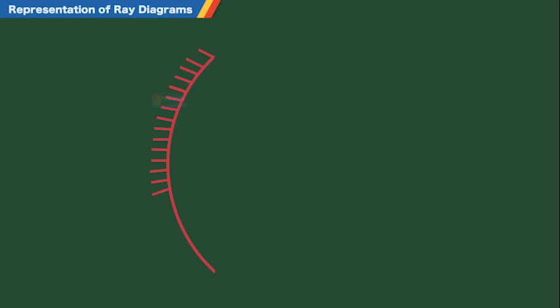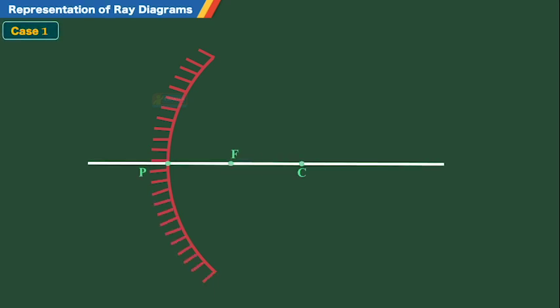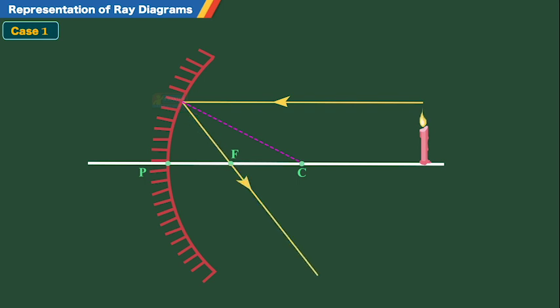Representation of ray diagrams for different cases. Case 1. A ray R1 emanating from the tip of the flame and traveling parallel to the principal axis of a concave mirror strikes it. At the point of incidence, we draw a normal. The incident ray strikes the mirror and gets reflected. This reflected ray passes through the focal point of the mirror.